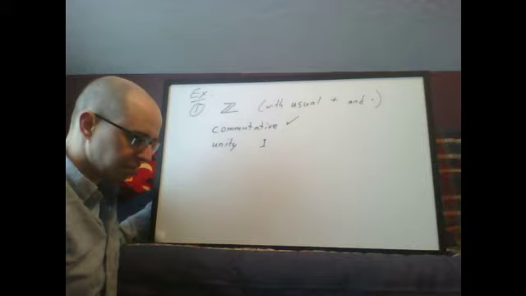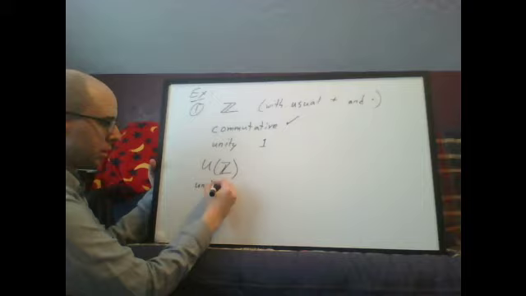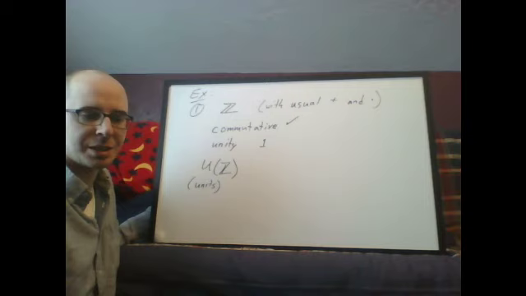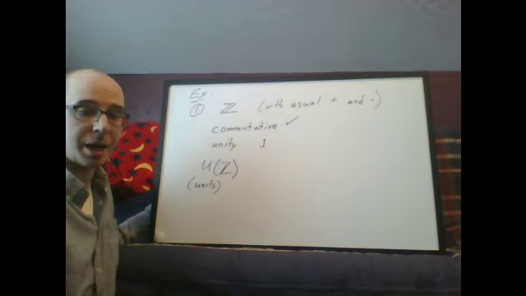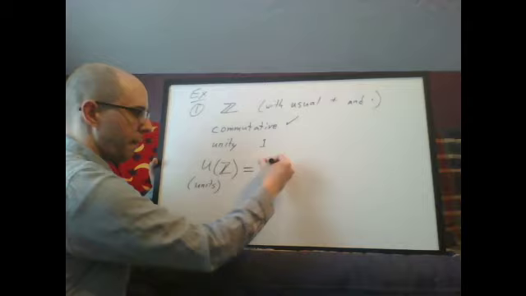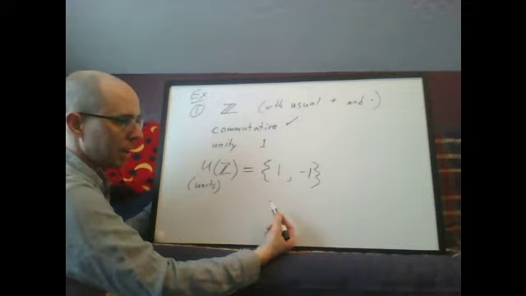What are the units? So U of Z. It's a question we can ask. So these are the units, meaning invertible under multiplication. Well, in general, if I want to cancel under multiplication in the integers, it's basically division. So which integers am I allowed to divide by, in other words, and get a result of an integer? Which integers have their reciprocal also an integer? Well, it's just two of them. One is its own inverse, and negative one is also its own inverse.